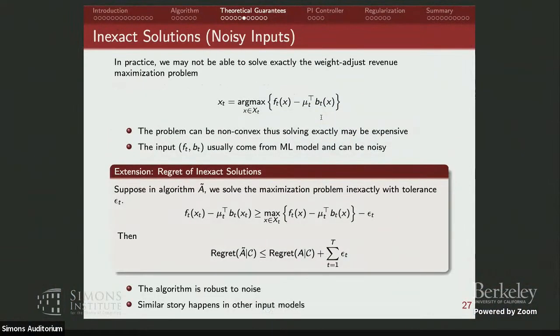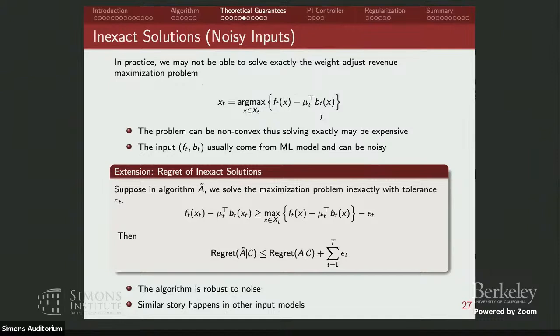Okay, great. Here I also want to mention that in some cases you are not able to solve this adjusted reward maximization problem exactly. For example, when this F and B come from a machine learning model, these are just estimations, or when they are non-convex. Then you may only be able to solve it inexactly. There may be some error in solving this problem.